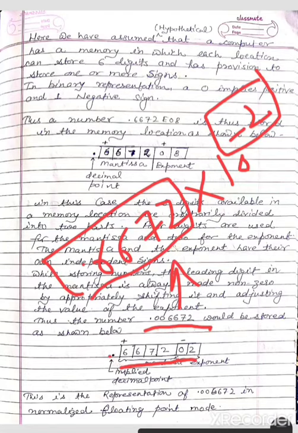Now coming to the sign, 0.6672 is positive, so it has the positive sign, and the 10 raised to the power is negative, so here we write the negative sign for the exponent part. This is the representation of 0.006672 in the normalized floating point mode.